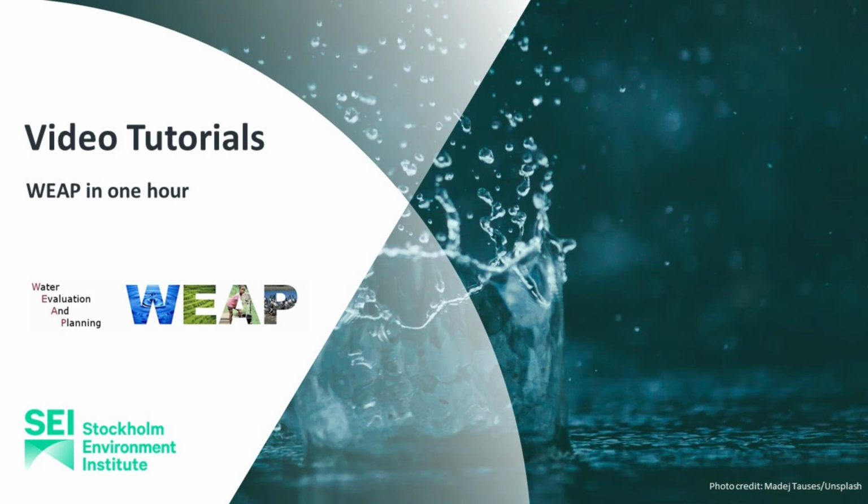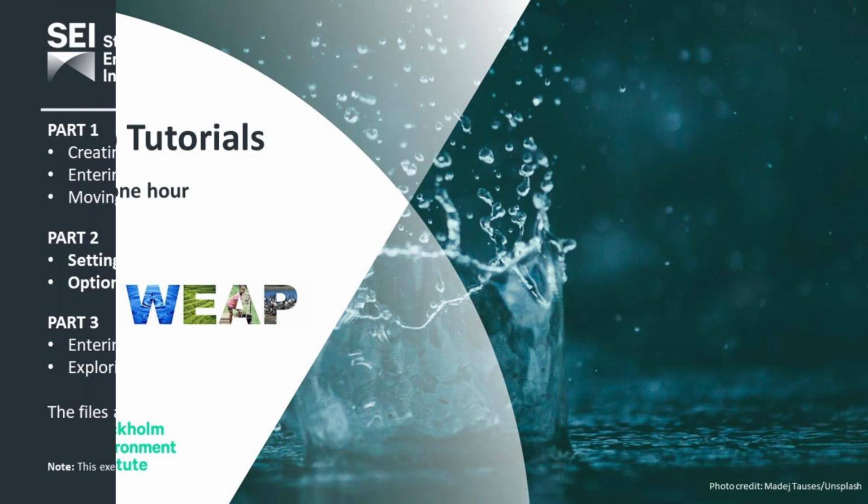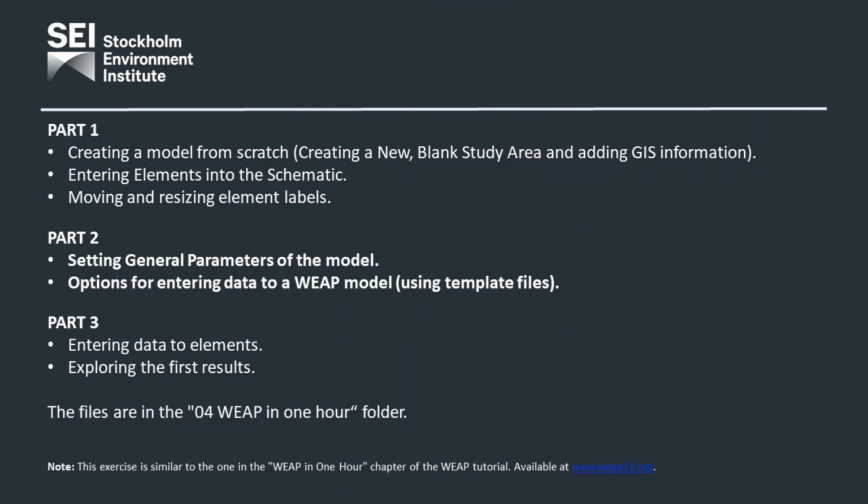Hello, this video tutorial is the second part of the WEAP in 1 hour session, where we are seeing how to create a model from scratch. We already created the area, included GIS data into the model, added the elements, and saw how to move labels. In this session, which is the second part, we will see how to enter information into the elements and the type of data we can use.